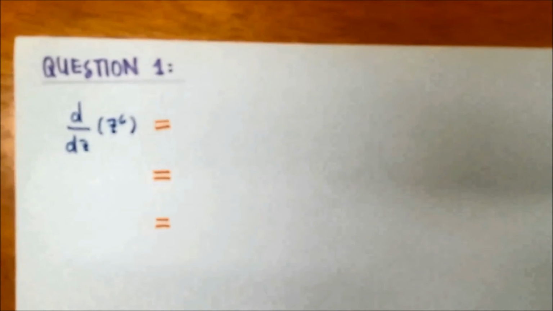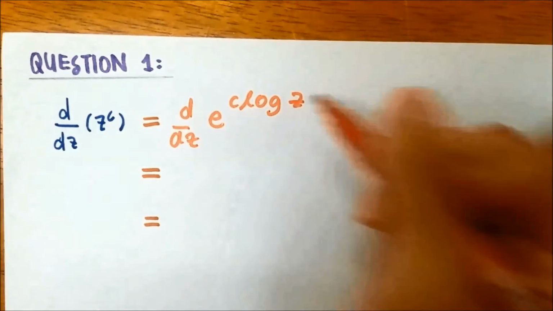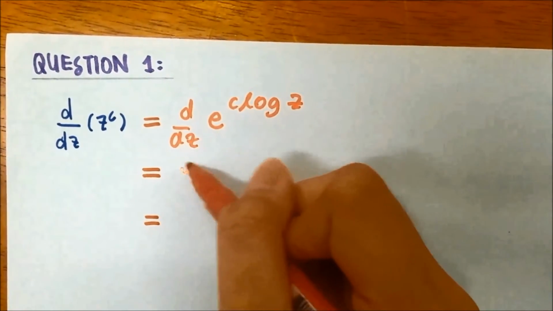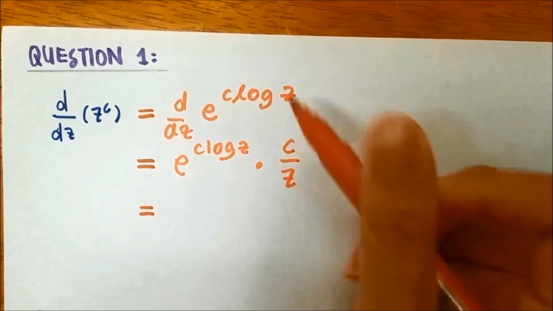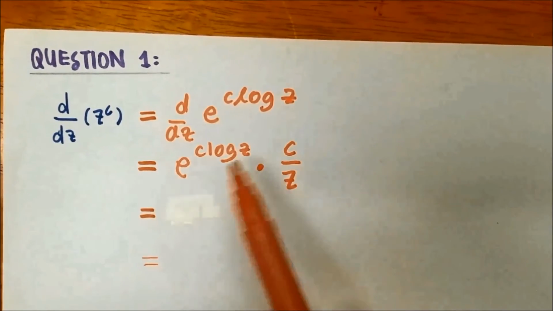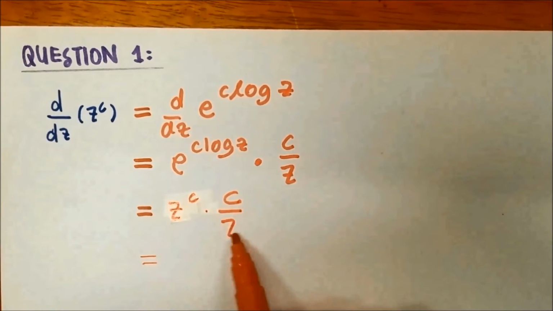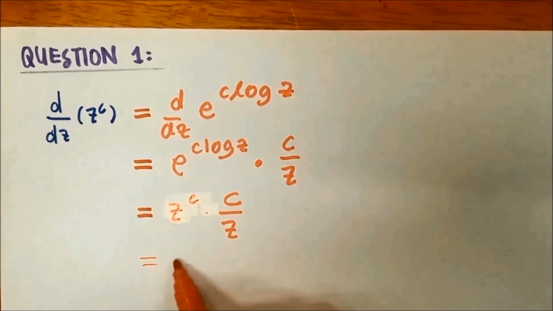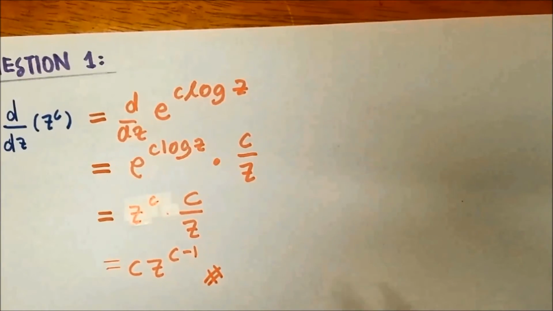Now, let us discuss the first question, the derivative of the complex power function. The derivative of this function is equal to e to the power of c log z times c over z. The differential of here is this. And then we know that this part is z to the power of c. We simplify this, we get c times z to the power of c minus 1. So this is the derivative for the complex power function.